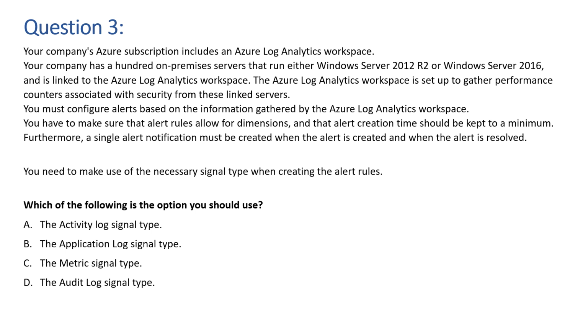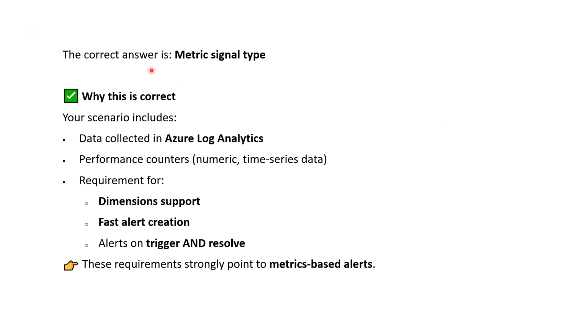So you need to make use of the necessary signal type when creating the alert rules. Which of the following is the option you should use? These are the four options you can see: the activity log signal type, the application log signal type, the metric signal type, and the audit log signal type. So let us see which is the correct one. The correct answer is metric signal type.